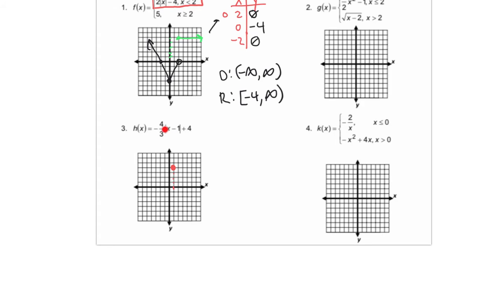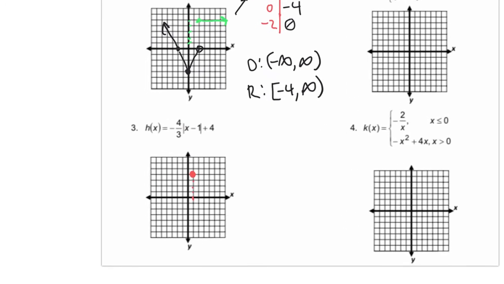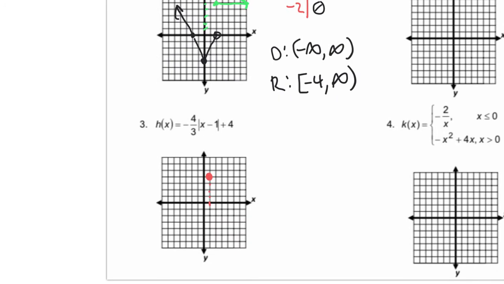It's also -4/3. Now, there's a couple ways to do this. One way is to use a table. We're going to stick with the table because I have a feeling that's what the teacher wants, okay? Now, when you're doing a table with something that has a vertex, you might want to put the vertex in the middle. Now, we already discussed what that vertex is. It is 1, 4. Then, before you worry about y at all, just get a couple values to the left of 1 and get a couple values to the right of 1.